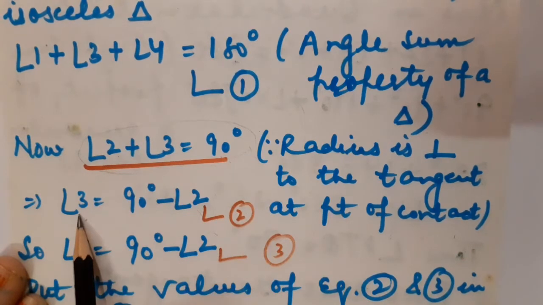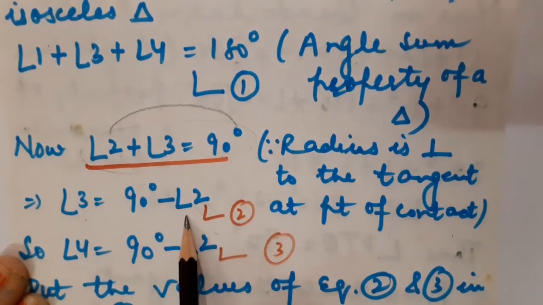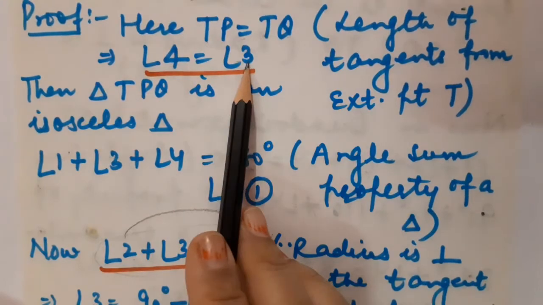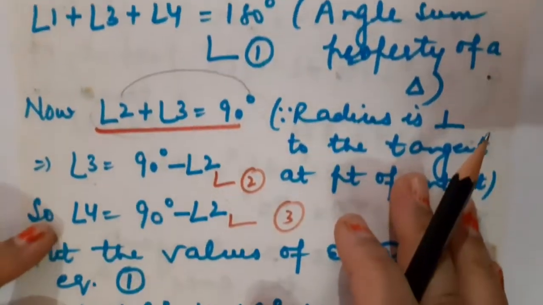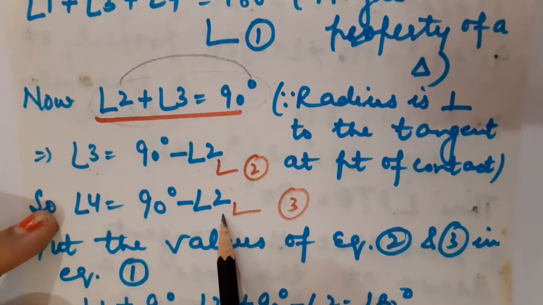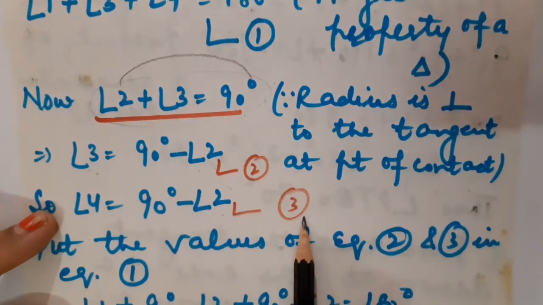So what would be angle 3? Angle 3 is equal to 90 degrees minus angle 2. Fine. But as I know that angle 3 and angle 4 are also equal, it means angle 4 will also be equal to 90 degrees minus angle 2. Correct. So let us consider them as equation number 2 and equation number 3.